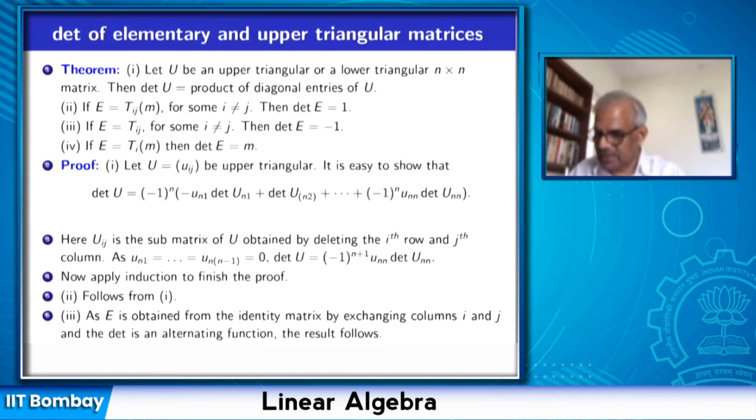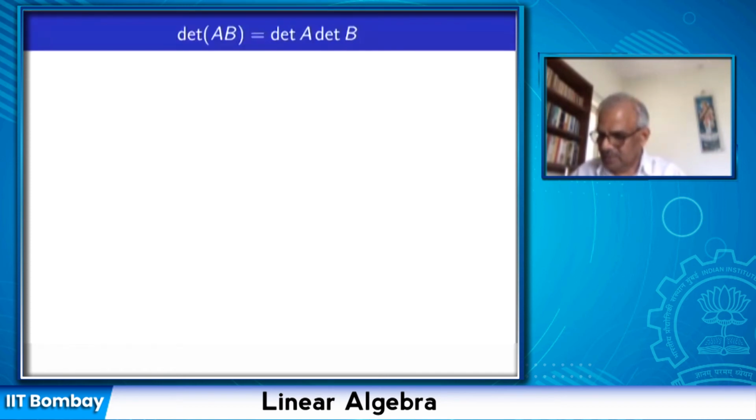We know the determinant of an upper triangular matrix, and then we can find the determinant of any matrix using either any row or any column. So that gives us enough techniques to calculate the determinant of a given matrix. But many times a matrix is written as a product of two matrices, and let us prove that the determinant of a product is the product of determinants.